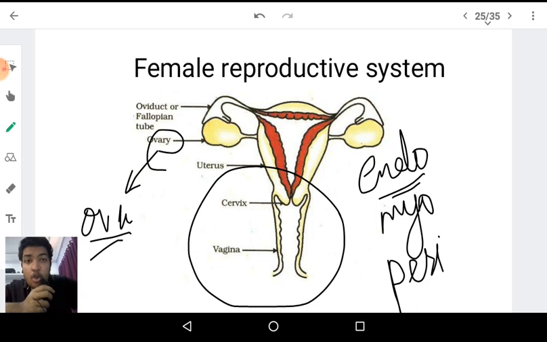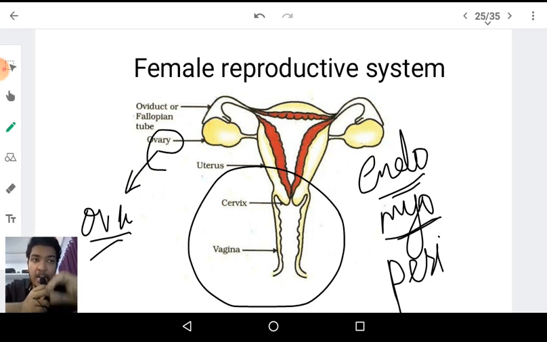So endo means always inner. So the inner layer is known as endometrium, and it is this endometrium which undergoes cyclical changes every month, and the process is known as menstruation. So menstruation is a cyclical change which happens in the life of every woman every month in a duration of 28 days, and that is due to the changes in the endometrial linings. The next layer is known as the myometrium, which is the muscular layer.